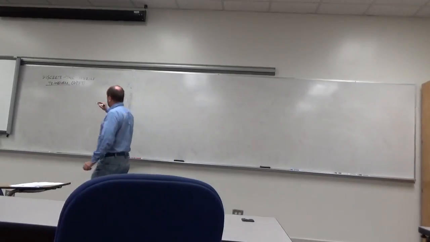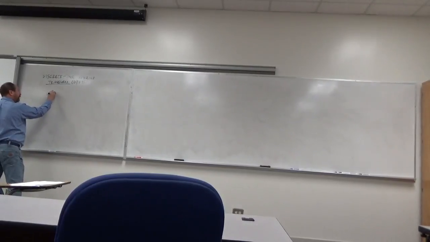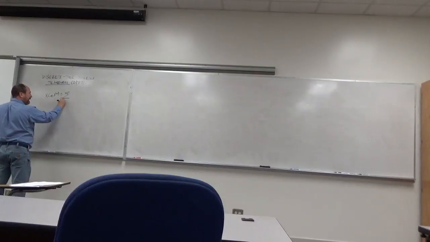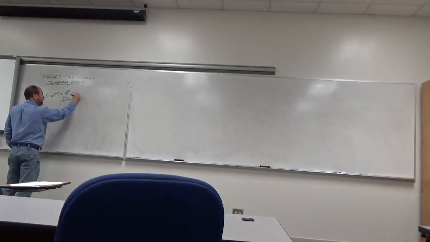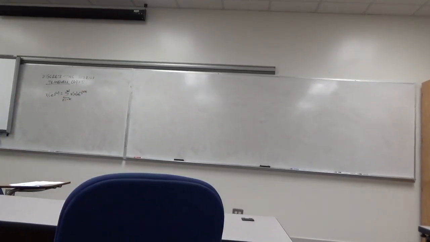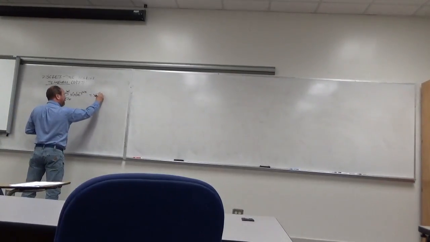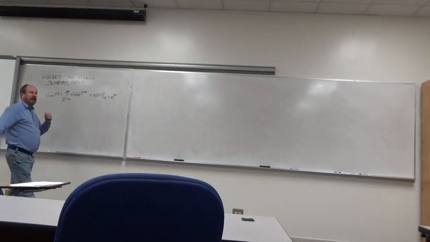Now, the definition, I'll use the notation X of e to the j omega equals the sum from n equals negative infinity to infinity of x of n e to the negative j omega n. And if you notice, that can be gotten directly from the Z-transform if you replace z by e to the j omega.